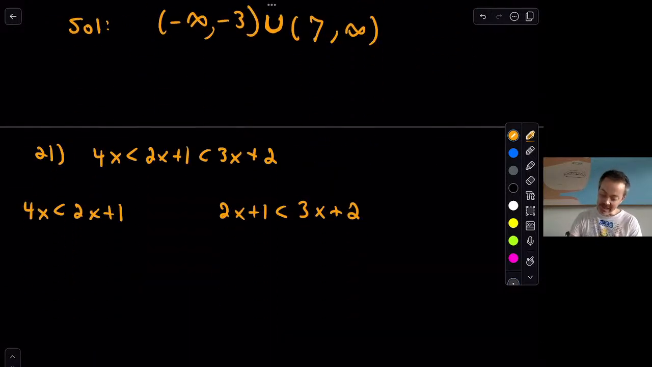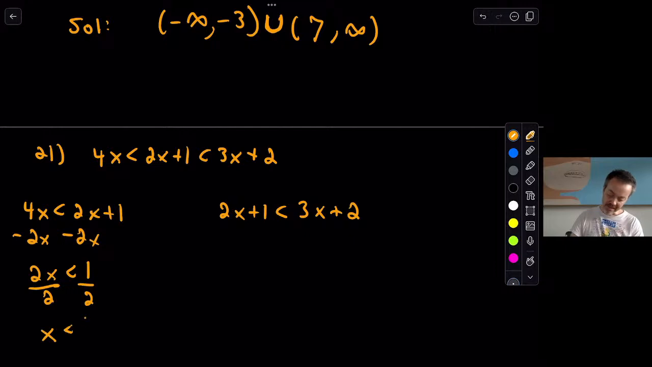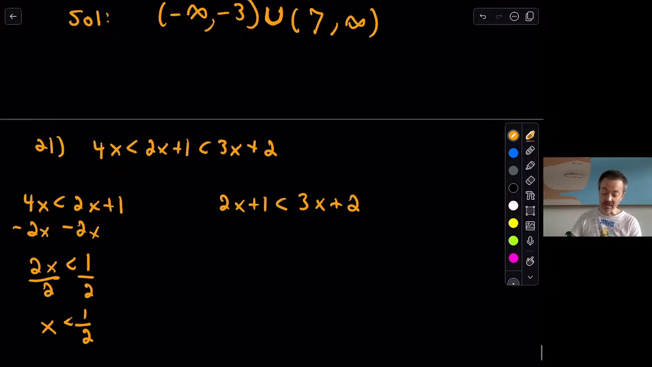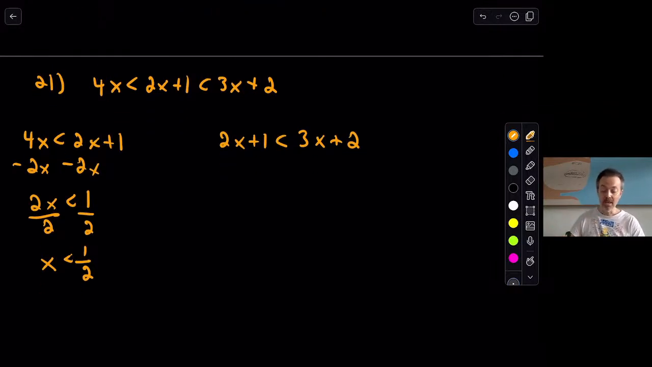Okay. So this is just linear, so I'm going to go through this one a little quicker. If I subtract 2x, 4x minus 2x, I would have 2x less than 1. I divide by 2, divide by 2. This says x is less than 1/2. Now we have to be careful because this is a compound inequality, so we have to satisfy everything. So I already know to satisfy this left chunk, only values less than 1/2 are going to work.